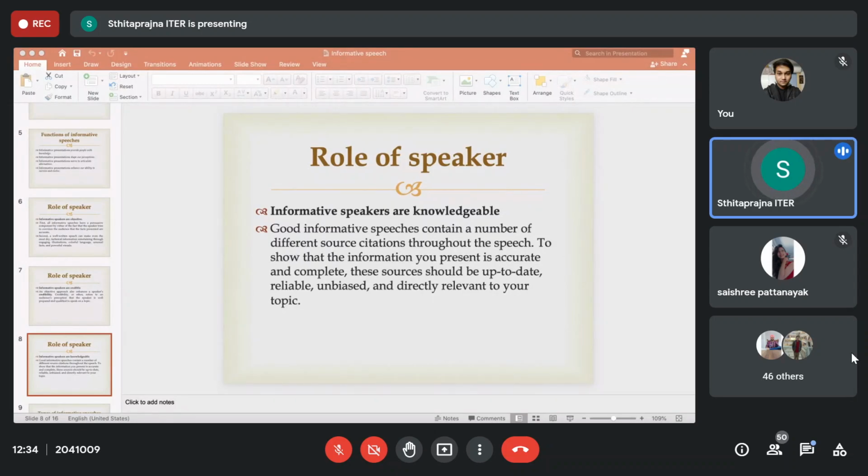And the sources that you quote must be up to date and reliable, must come from a reliable source. Start working on your PPT from today.